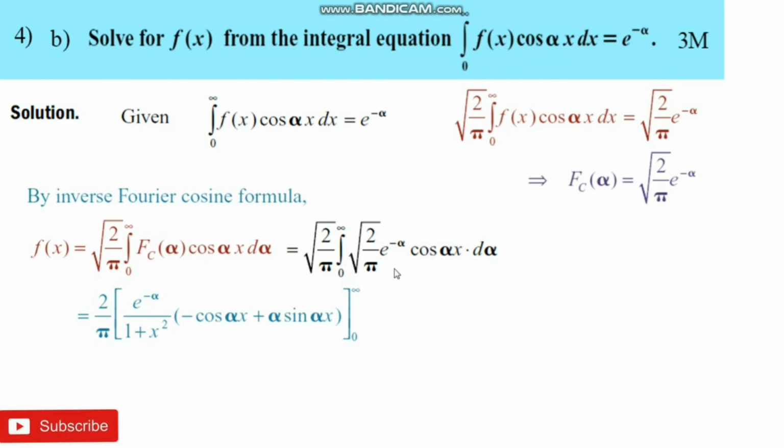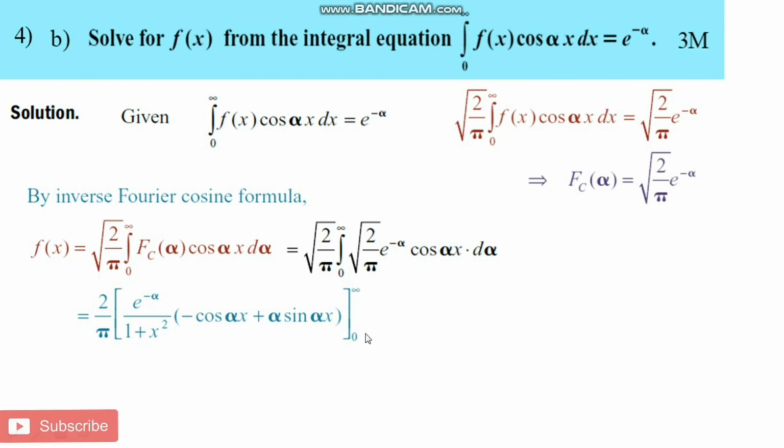We know that integral e power a alpha cosine b alpha d alpha is e power a alpha by a square plus b square, a cosine b alpha plus b sine b alpha. Consider the limits between 0 and infinity. Instead of a we have negative 1, instead of b we have x, so that we have obtained e power minus alpha by 1 plus x square, negative 1 into cosine alpha x plus x sin alpha x.